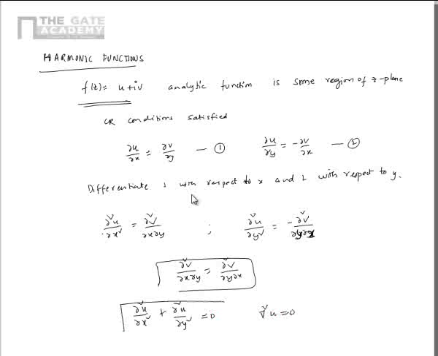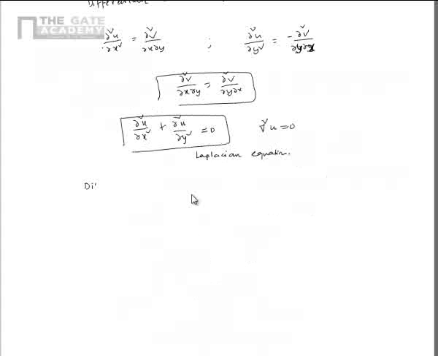This is basically the Laplace equation, and u satisfies the Laplace equation. Similarly, if you differentiate 1 with respect to y and 2 with respect to x, you can also prove that ∂²v/∂x² plus ∂²v/∂y² is equal to 0.